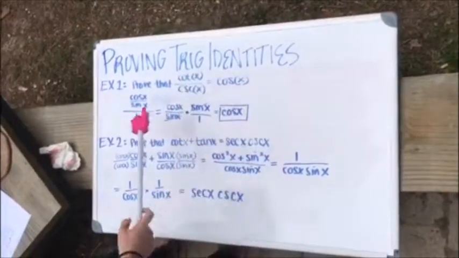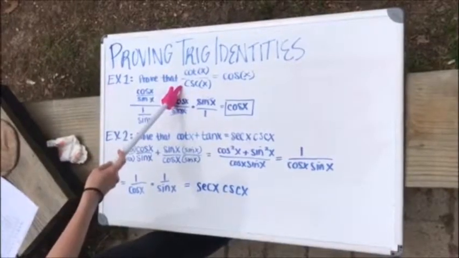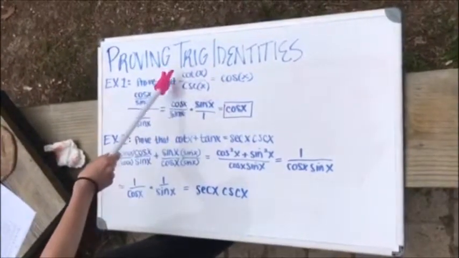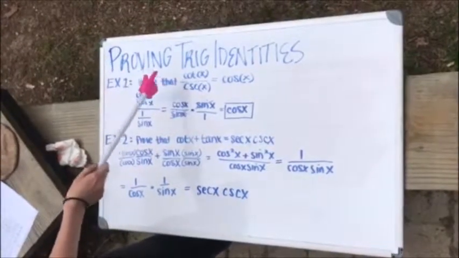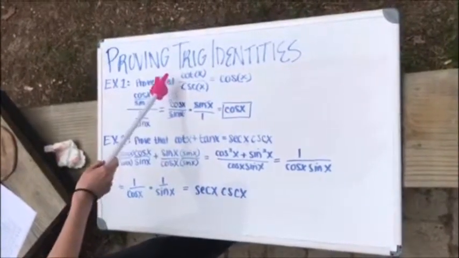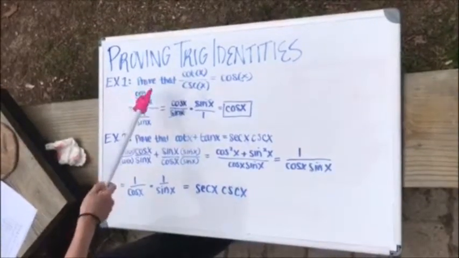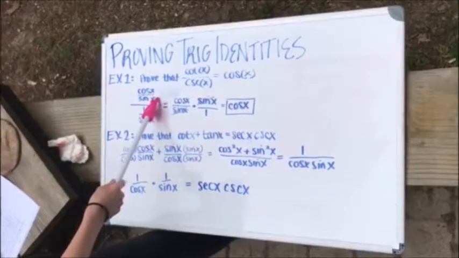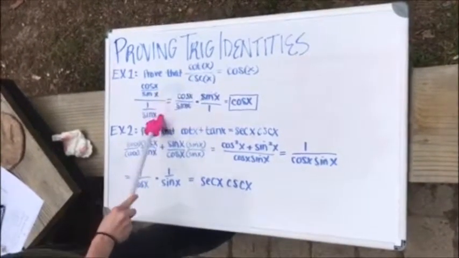to cosine x. And so we're going to start by changing the cotangent and the cosecant to sines and cosines. And so we know that cotangent is 1 over tangent, and we know that tangent is sine over cosine. So cotangent is just going to be cosine over sine because you're doing the reciprocal of the tangent one. And then we know that cosecant is 1 over sine.